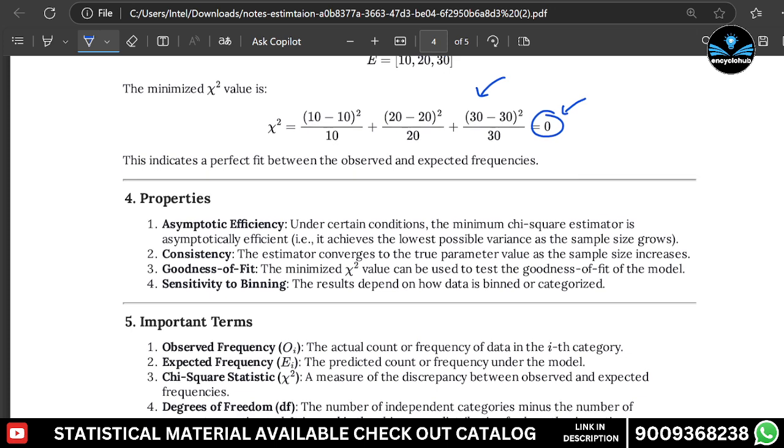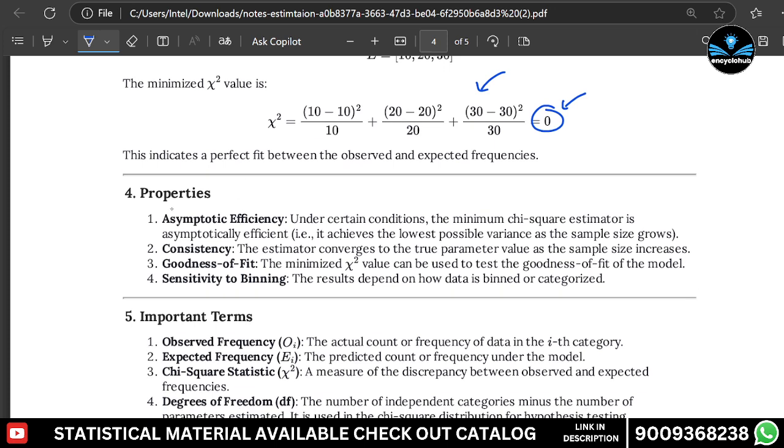What are the properties of these estimations? There are a total of four properties: asymptotic efficiency, consistency, goodness of fit, and sensitivity to binning. First is efficiency. Efficiency means lower variance, because it achieves the lowest possible variance when the sample size grows. So that is efficient.